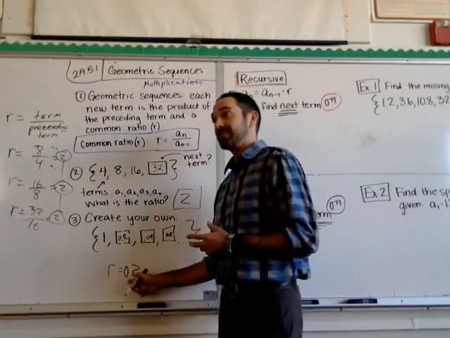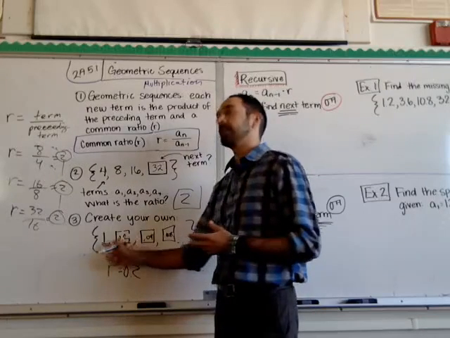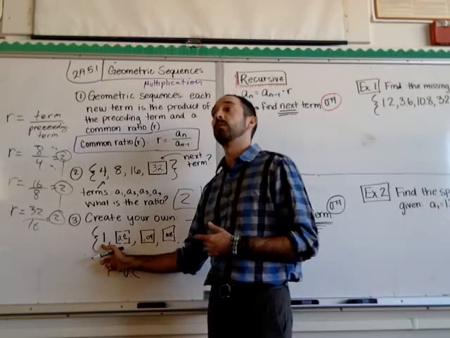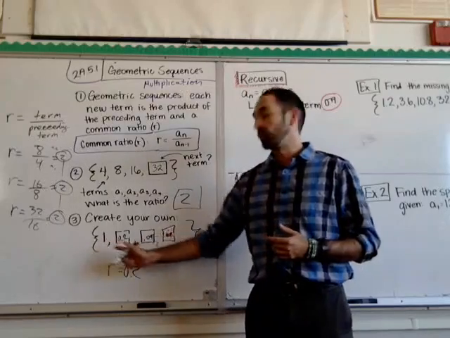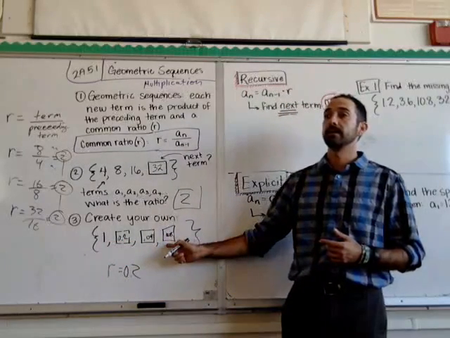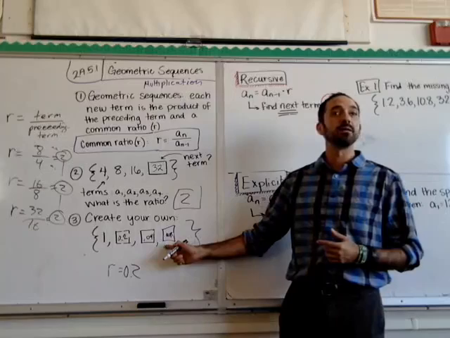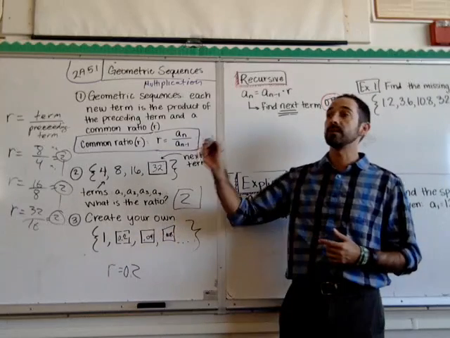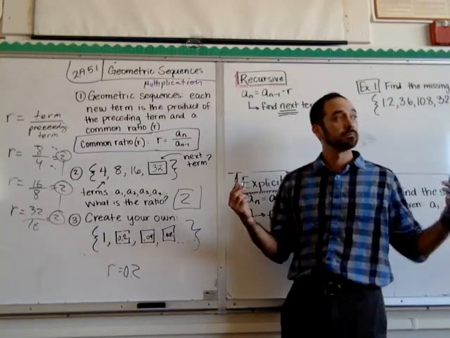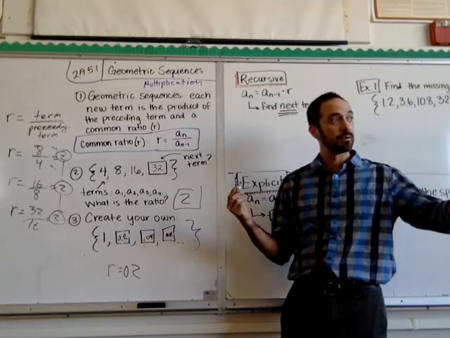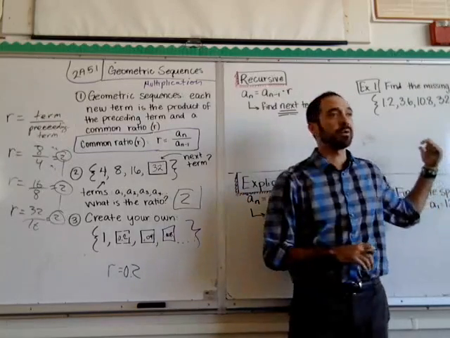R is 0.2. So let's look at this. We start at 1. This is actually a clue. We start at 1. We end up with 0.008. Why is it reducing in values as we go through the sequence? Because you're multiplying by a number less than 1. Perfect.